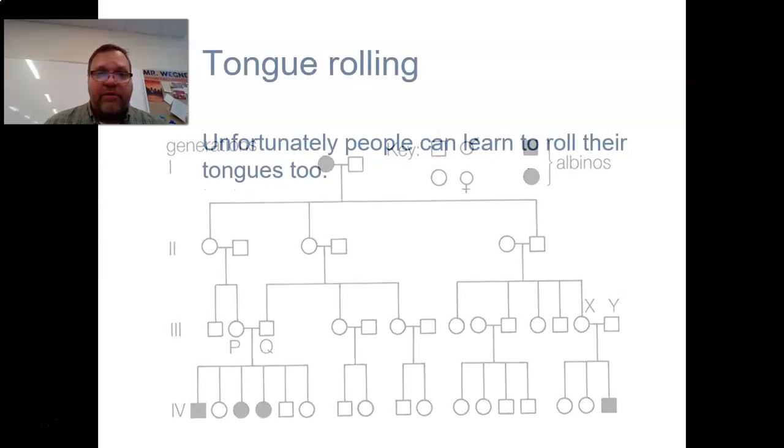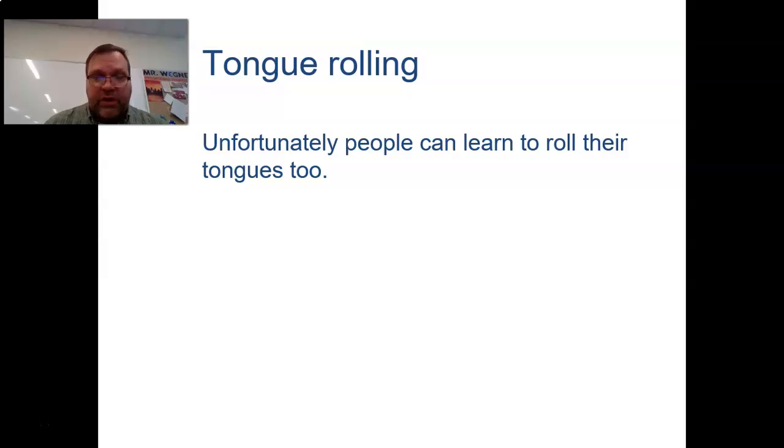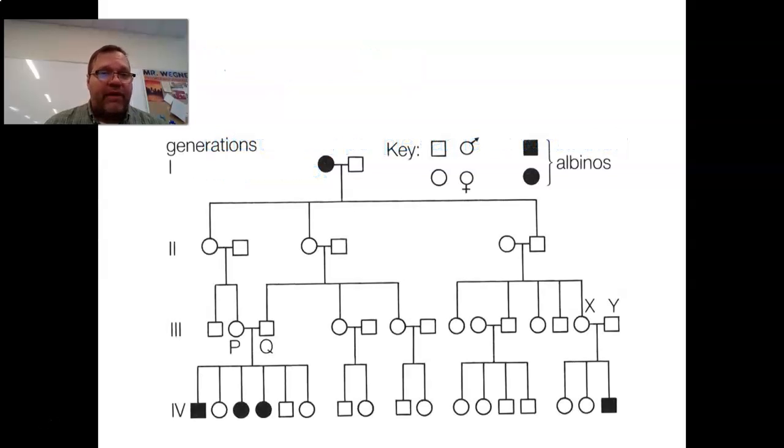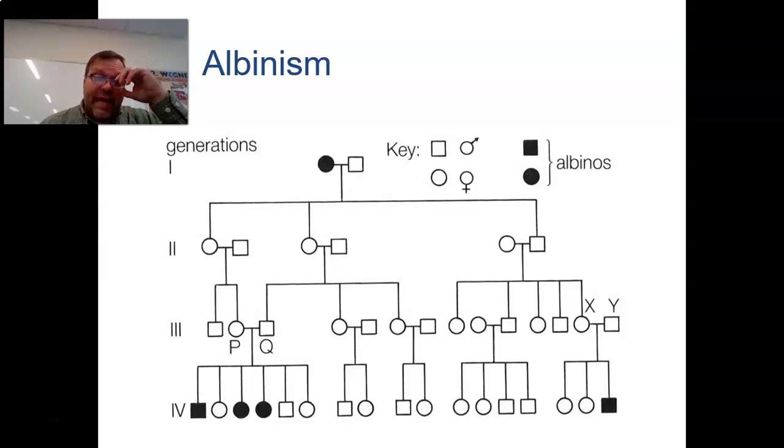It says, unfortunately, people can learn to roll their tongues also. But this is a genetic trait as well. Let's look at this one. Here's a genetic trait for albinism. It is not sex-linked, even though you see the letters X and Y. That's a poor choice. They just went L, P, Q, and then they did X, Y to label individuals.